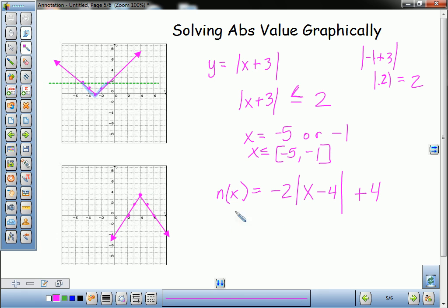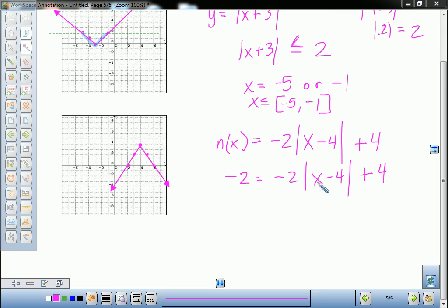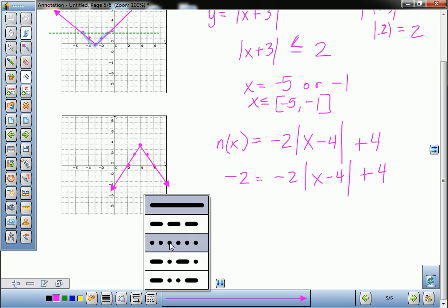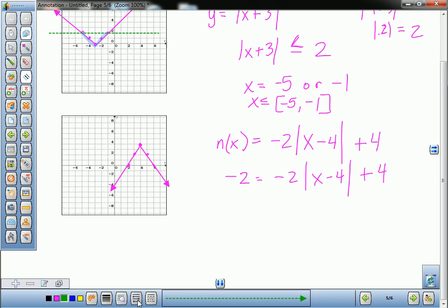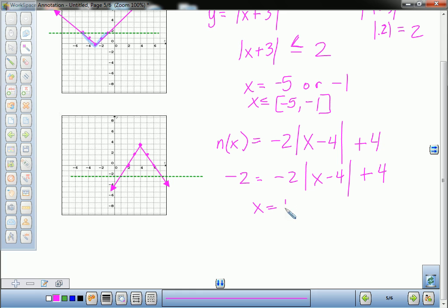Okay, so I'm going to take this function, I'm going to say, okay, where does it equal negative 2? So if we're looking at equals, where does this equal negative 2? We would come back over here and we would look for y values of negative 2. It equals negative 2 in two places. Do you see it here? That is an x value of 1. And here, that is an x value of 7. That's where it equals negative 2.